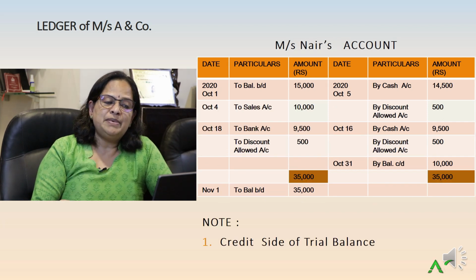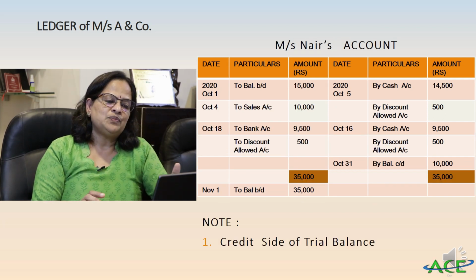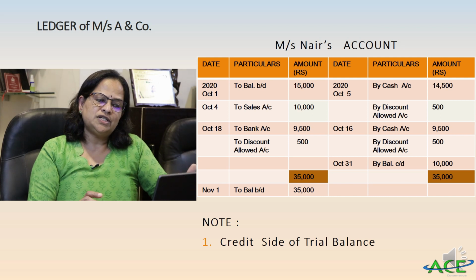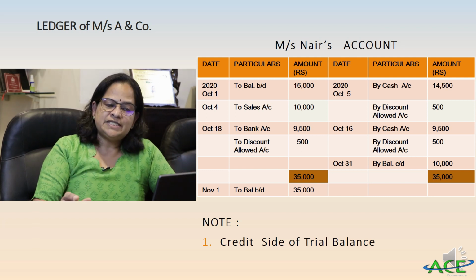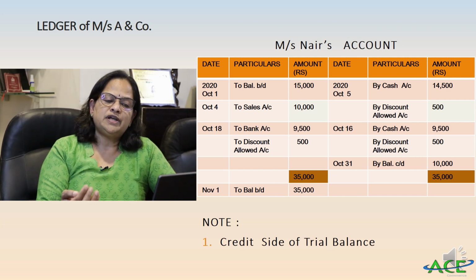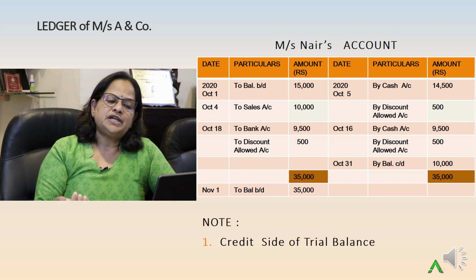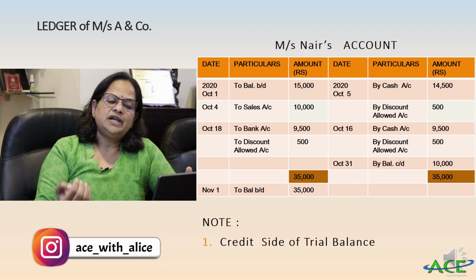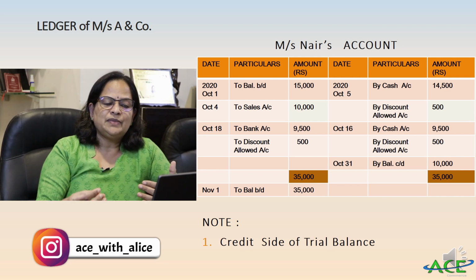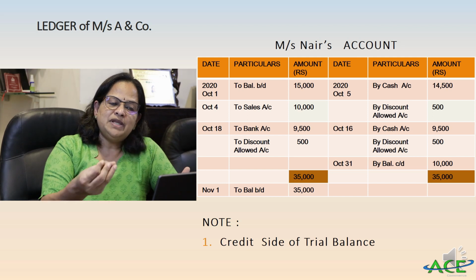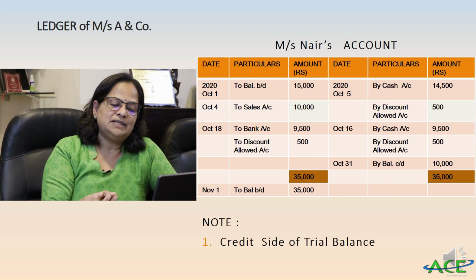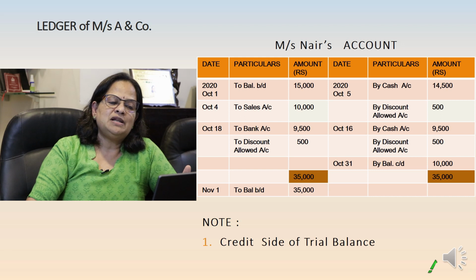Next is Nair and Company's account. Both sides we have entries. Balance brought down 15,000. Sales account 10,000. Bank account 9,500. Discount allowed 500. Credit side by cash account 14,500, by discount allowed 500, by cash account 9,500, by discount allowed 500. Now the balance is 10,000. By balance carried on, we are getting 10,000 in the credit side. That meaning Nair's account is having a credit balance that will go to the credit side of the trial balance.